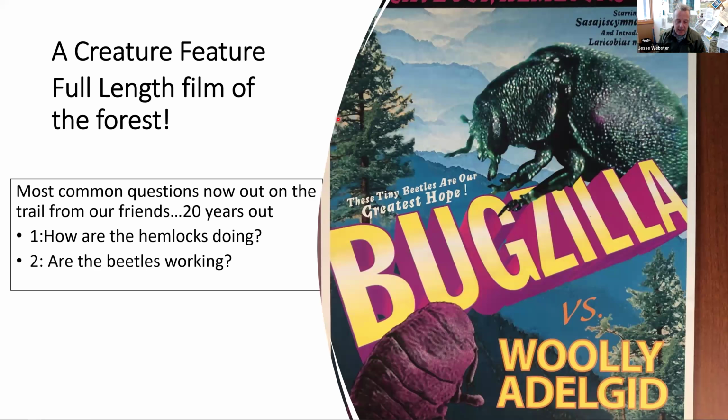When people are familiar with emerald ash borer, that was just so fast, rapid, violent. If they experience that first, they hear about HWA and they kind of throw up their hands. But I really want to talk about what we've been able to accomplish. The two biggest questions I always get now on the trail from visitors who still care so much about this and still support us are: how are the hemlocks doing, right? And are the beetles working? That's the biological control that we've been able to establish in the forest.